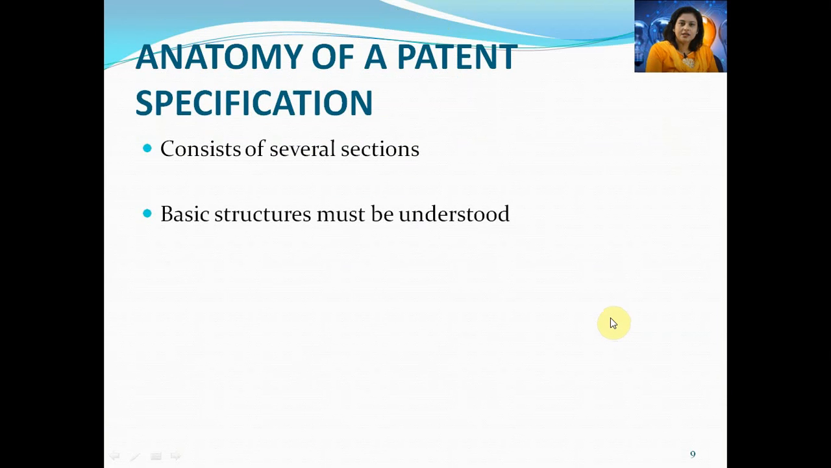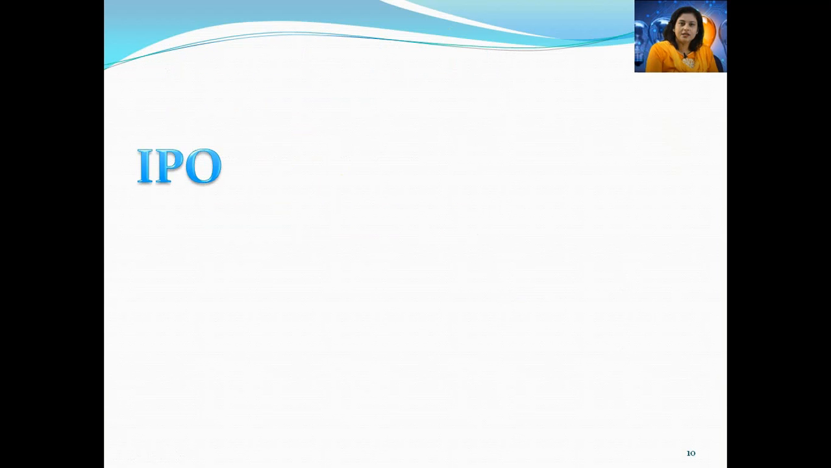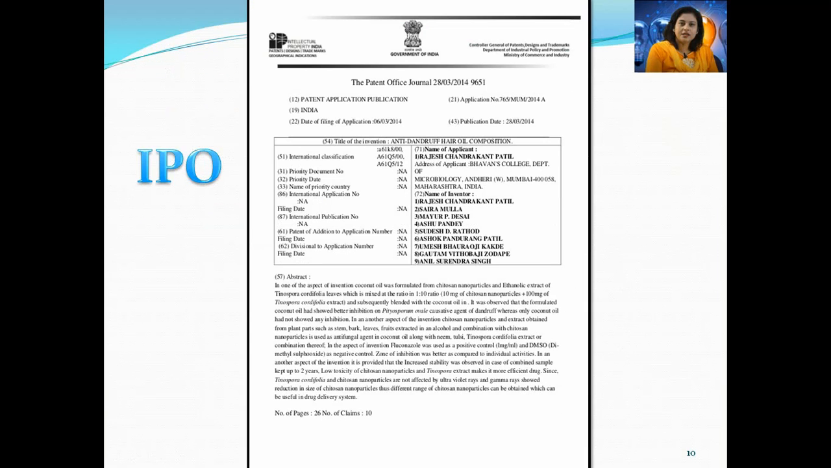Let us have a look at the anatomy of a patent specification. A patent specification has several sections and seems more complicated unless you understand the basic structure of a patent application. Some of the basic structures are reproduced in the next slide. IPO, Indian Patent Office. Let us have a closer look at this patent application publication from the Indian Patent Office Journal. It consists of the application number. This is very important because this application number you have to use it for all the future dealings and responses.